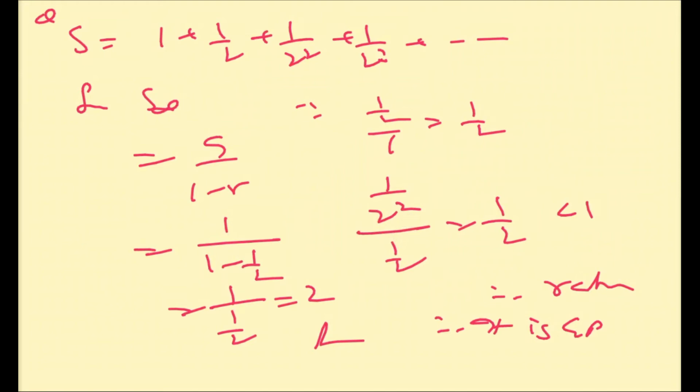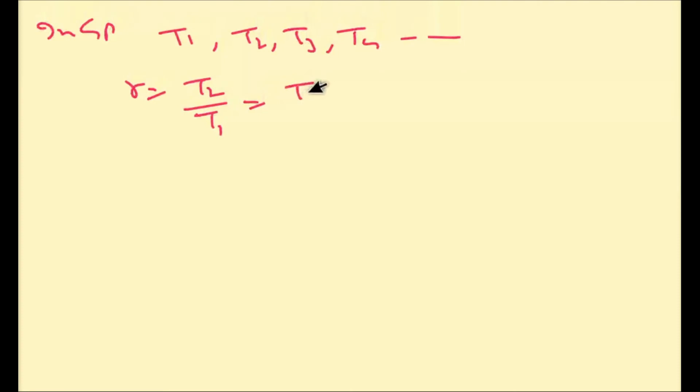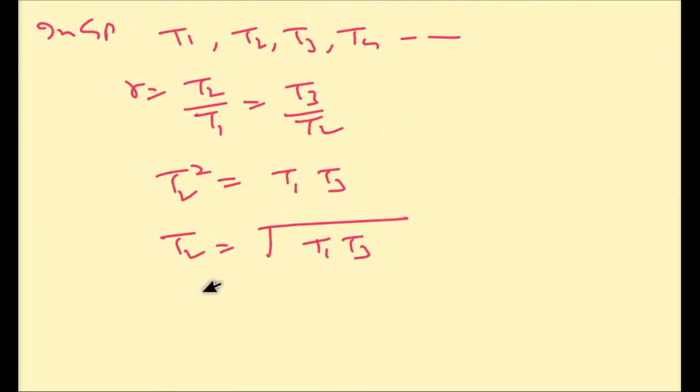So after understanding this topic, sum of n terms and finite terms of AP, now we can see here in GP, T1, T2, T3, T4, we can see R equal to T2 upon T1 equal to T3 upon T2. So we can write T2 squared equal to T1 T3, and T2 equal to under root T1 T3. Similarly, T3 equal to under root T2 T4. We can write here also.